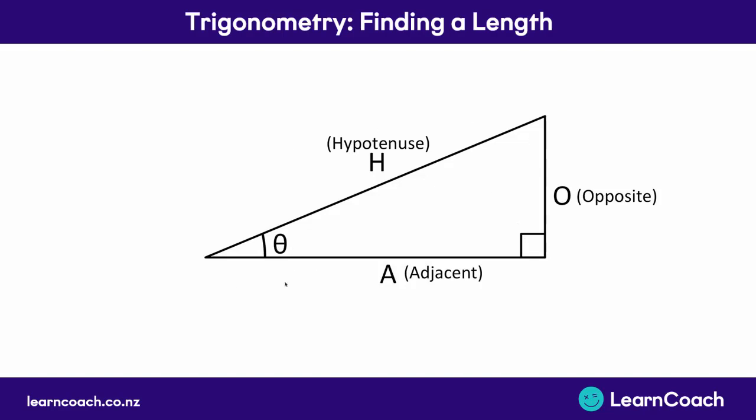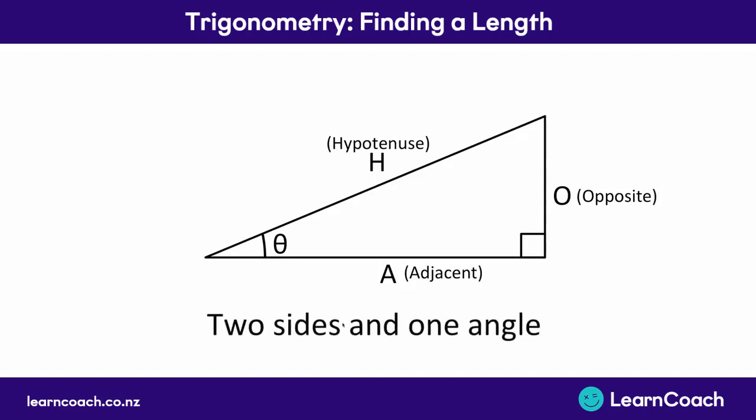Anytime you use trigonometry, you're going to have two sides involved and one angle involved. That's different from Pythagoras. Pythagoras just had three sides and no angles at all. So if you have an angle involved and two sides involved, which you will, that's a trigonometry question.